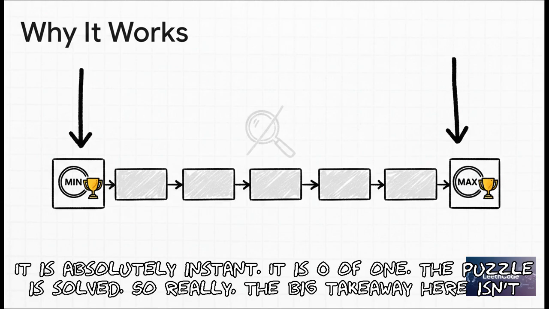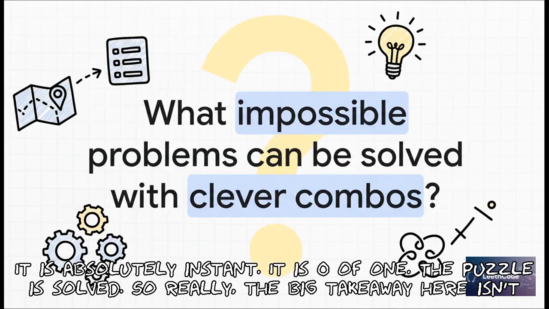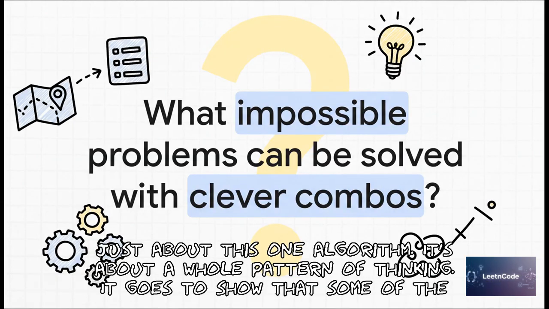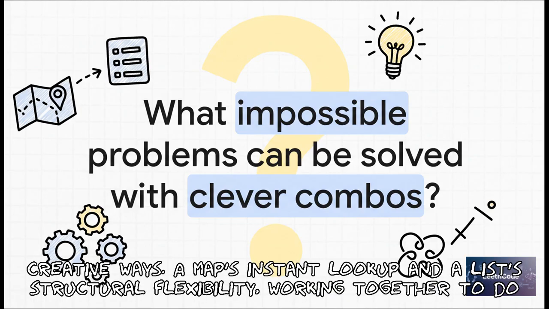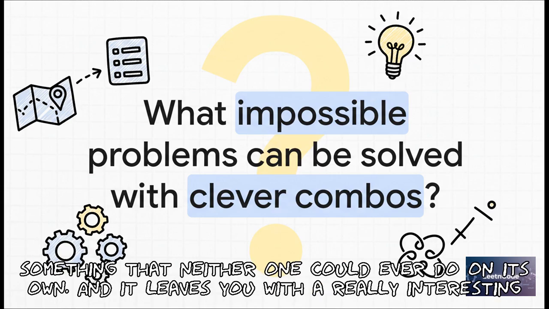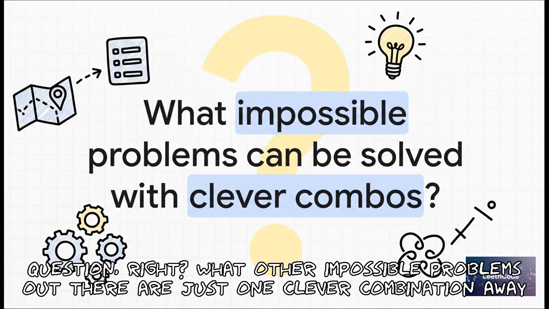The puzzle is solved. So really, the big takeaway here isn't just about this one algorithm. It's about a whole pattern of thinking. It goes to show that some of the most elegant and powerful solutions come from just combining simple, everyday tools in new and creative ways. A map's instant lookup and a list's structural flexibility working together to do something that neither one could ever do on its own. And it leaves you with a really interesting question, right? What other impossible problems out there are just one clever combination away from a surprise?